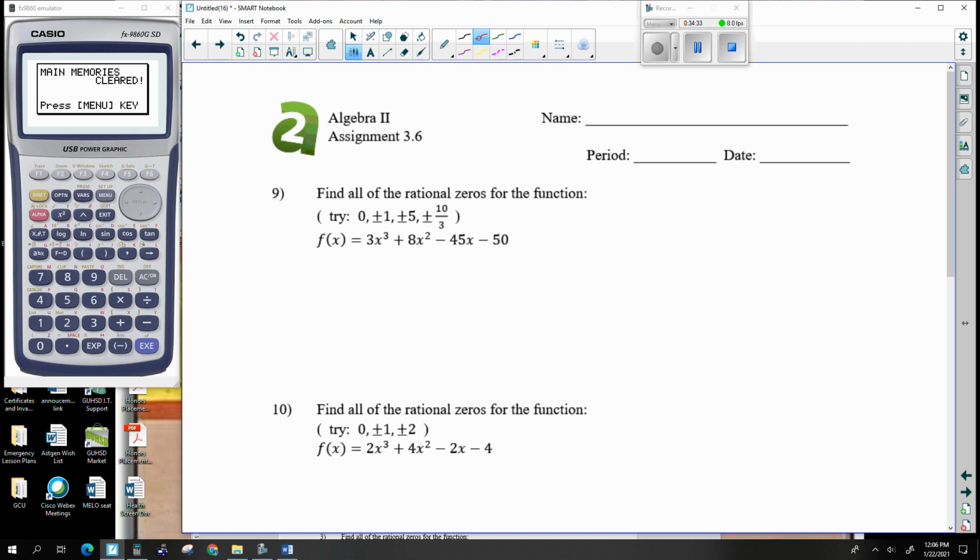All right, let's get crazy and let's go with the 10/3. Let's go with 10/3 on this one. Wait, oh, let's not. Let's go with 5.